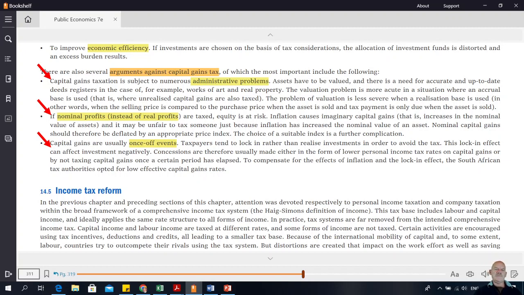Okay, the good news with regard to income tax reform is that of paragraph 14.5, you only need to read the first paragraph. What is income tax reform and why do we have reform? But the detail of the proposed reforms you don't have to do, and that's the end of the second video and the end of the chapter.